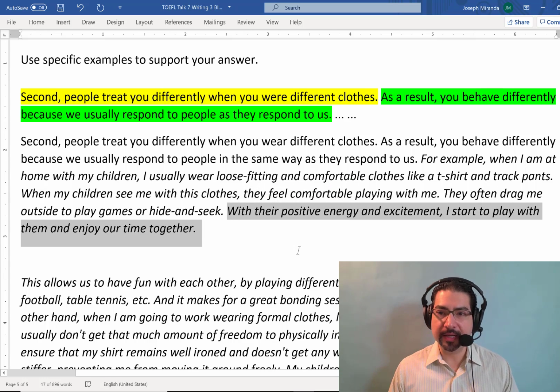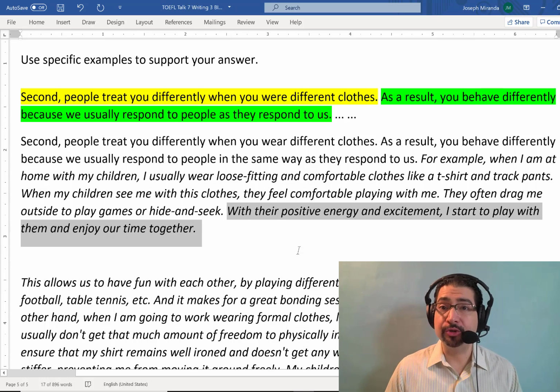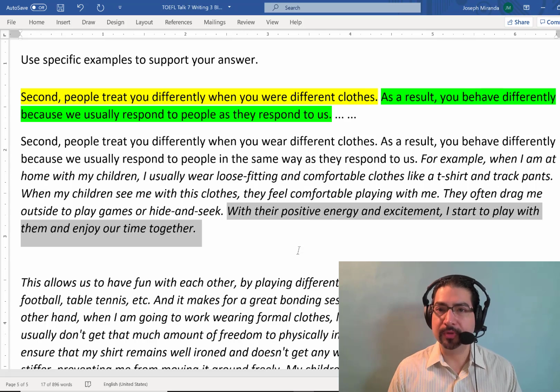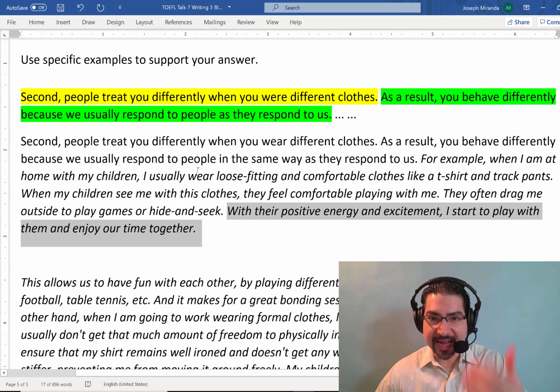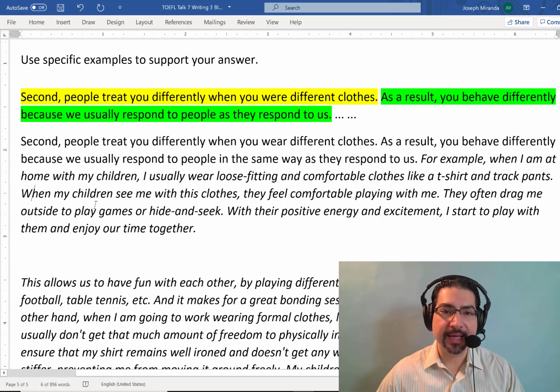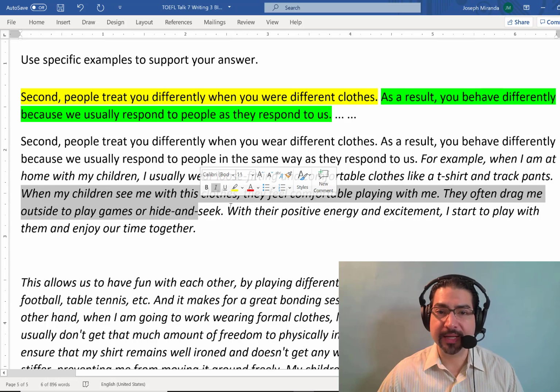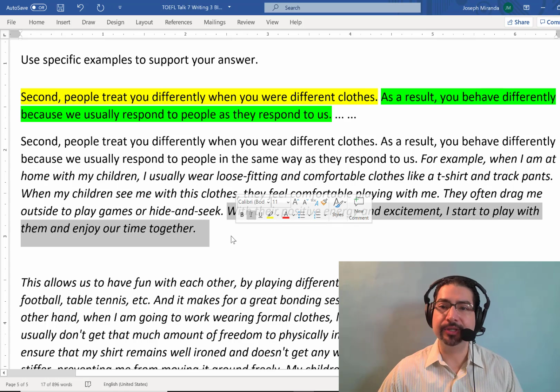Right? So it could be a little bit stronger, but I believe, for example, the reason why I say that is, does this illustrate the way I behave? Yeah, because I start to play with them and enjoy it. I'm not frustrated. I'm going through the process. So I wear these clothes. I'm just feeling normal. And then kids drag me out to play because they see the clothes. It's time to play. And then I get that energy too.